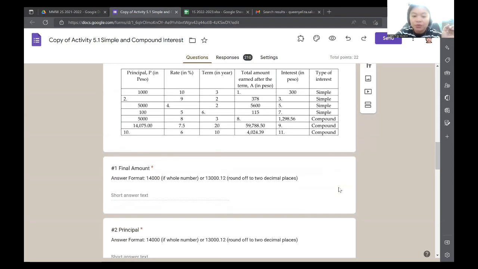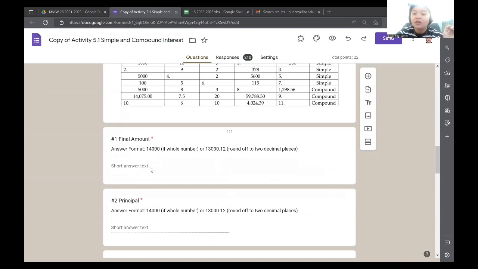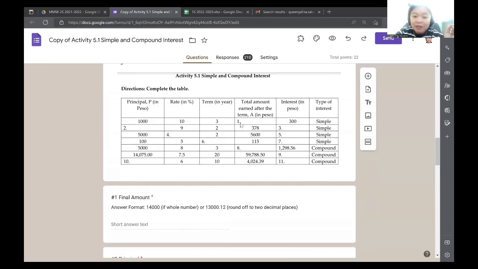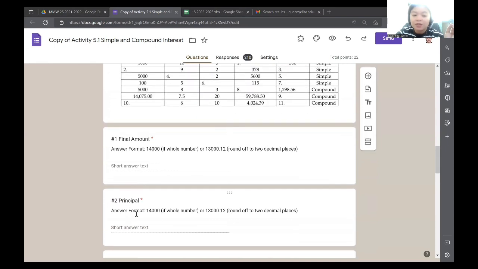So what you're going to do is just input your answers here. There are instructions: no comma, no space. You just type in the answer, like 14,000 if it's a whole number, or 13,000.12 if it has decimal places. Number 1 is the final amount. Number 2 is the principal.